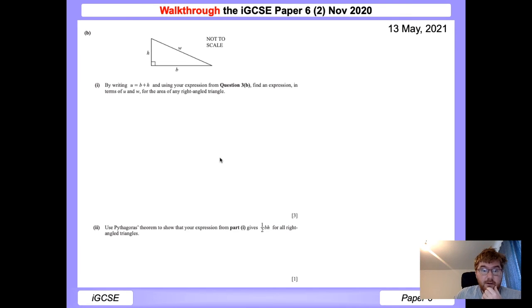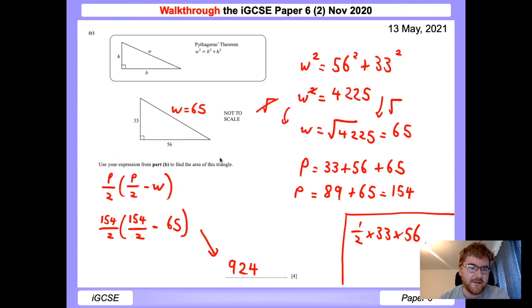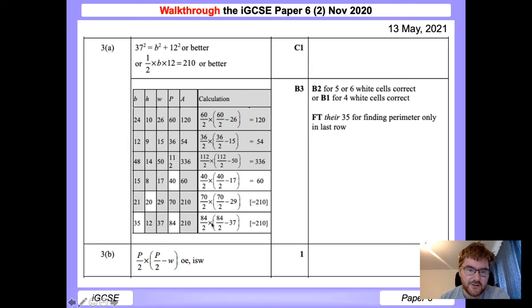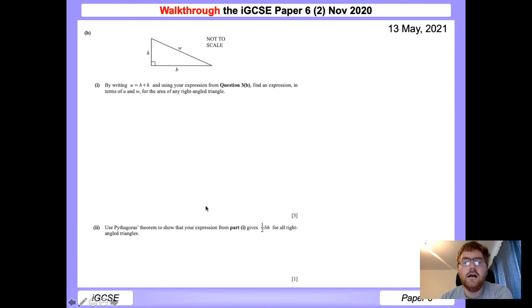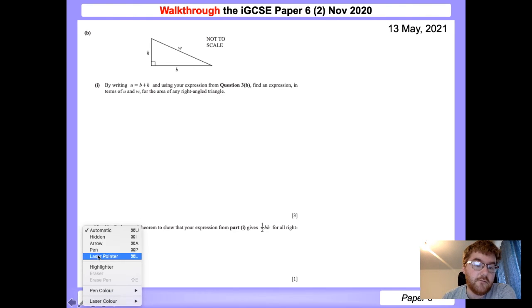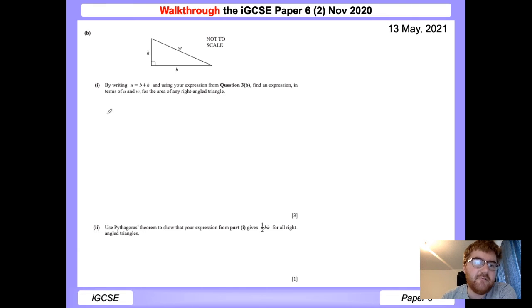Okay, and part B, we're now going to generalize even further here by using even more algebra essentially. So by writing u equals b plus h and your expression from 3b, we're still using 3b. Where is it? Yep, this expression here, still using this. Find an expression in terms of u and w for the area of any right-angled triangle. Okay, so let me write down that lovely formula again.